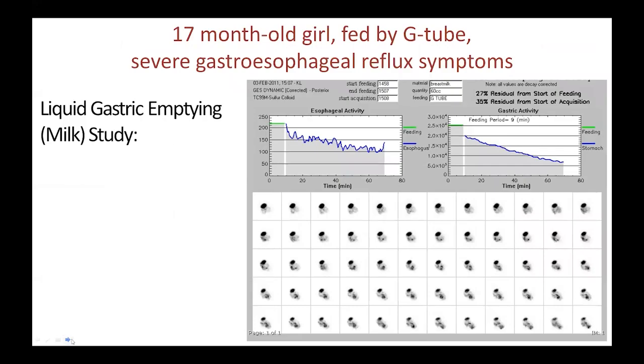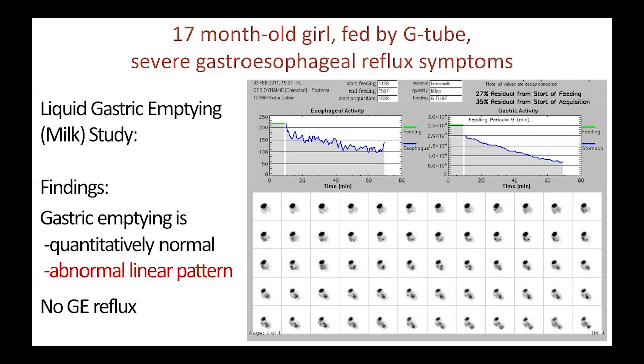Here's another case, a 17-month-old girl who's being fed by G-tube, and the family reports that she has severe gastroesophageal reflux symptoms. Now, as we look at this image, we can see that, again, there is rapid and near complete emptying of the stomach. But the difference is that when we look at the time activity curve, it's linear and not mono-exponential, suggesting that there is some impairment of gastric emptying. On the other hand, during the hour of imaging, we did not see any gastroesophageal reflux.